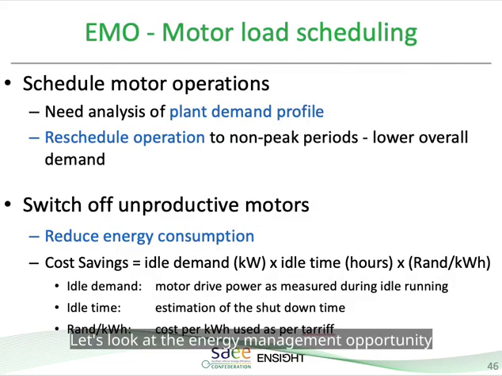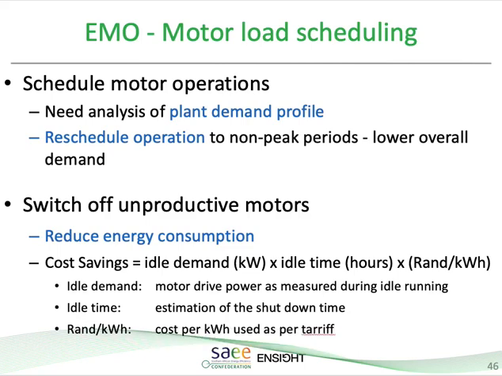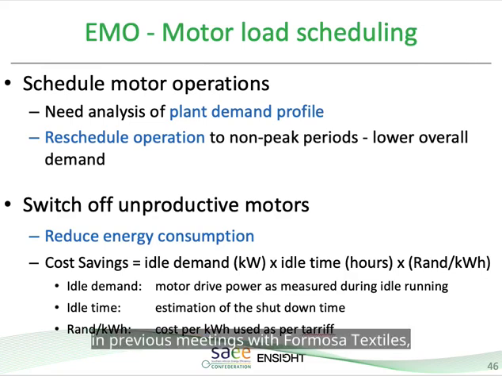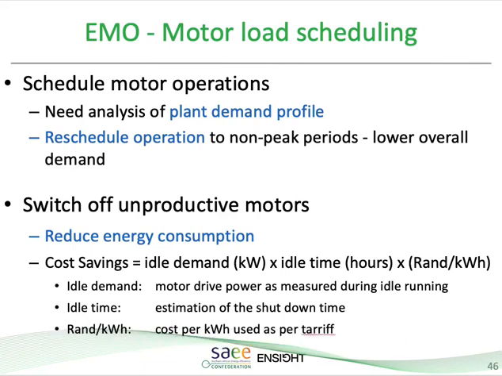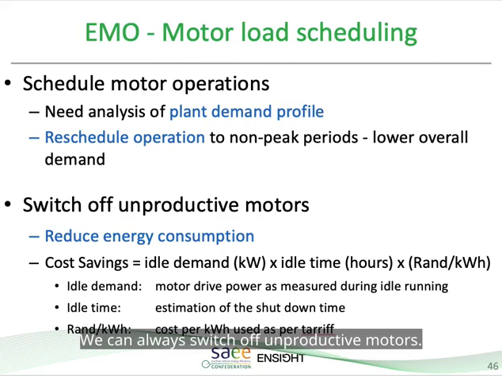Let's look at an energy management opportunity: motor load scheduling. Scheduling motor operations needs analysis of the plant demand profile, like the profiles pulled up in previous meetings with Formosa Textiles. VCBA is especially susceptible to an opportunity here. To gather more information, we need to determine what exactly VCBA is feeding and drill down on what motors are causing the peak spikes. We need to then smooth out the profile by rescheduling operation periods and lower the overall demand. We can always switch off unproductive motors.